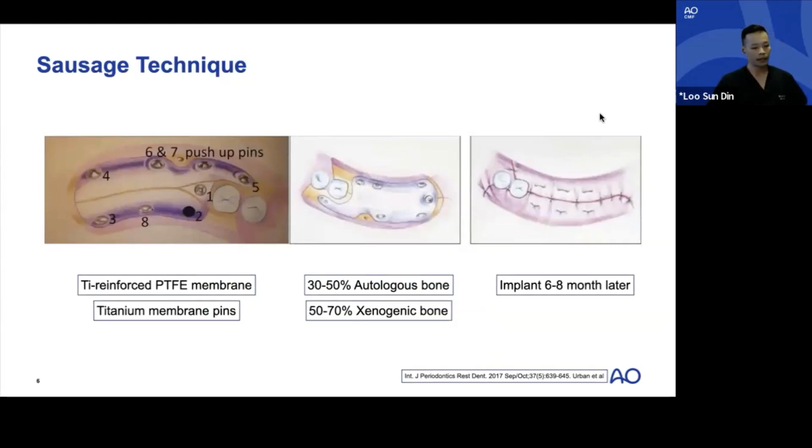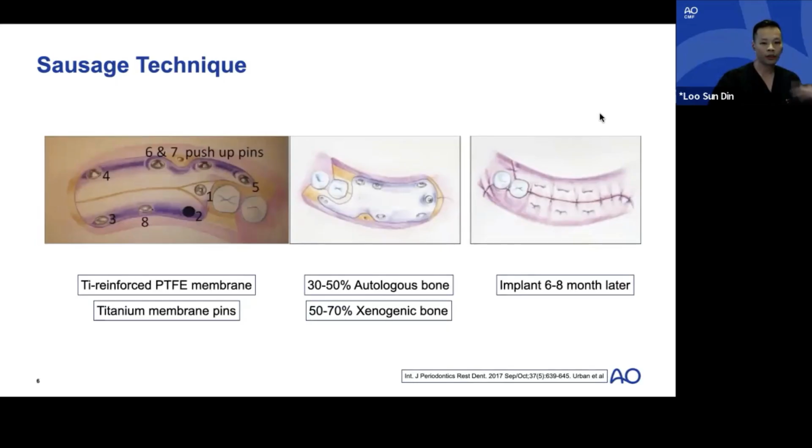The sausage technique was originally described by Dr. Istvan Urban using PTFE membrane. His approach is advancing the lingual flap along the mylohyoid ridge while preserving its attachment to the mandible. He also advocates using pins to fix the membrane and sequencing it, pins 1, 2, 3, 4, followed by bone placement of a 50-50 mixture of xenogenic and autologous bone, followed by pins 5 to 7, and if necessary, pin 8.